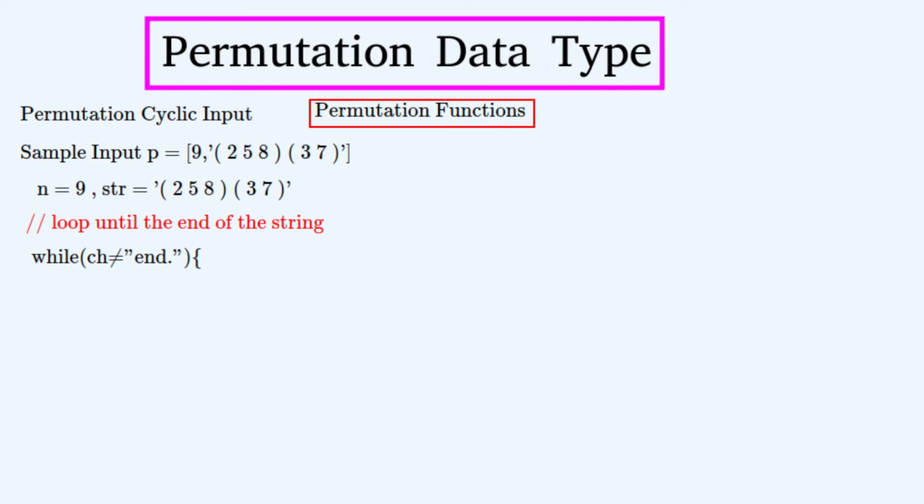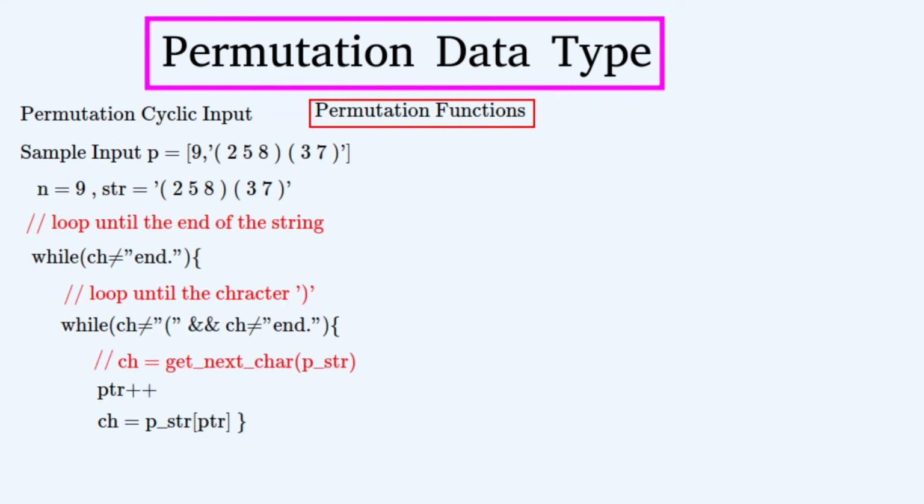I'll just rewrite it out again here. We'll have a loop here to look for the start of the cycle, which is a left bracket. After that, we'll reset these index variables. Then we'll get the next character. I could just write it out like this because I've already defined it before.